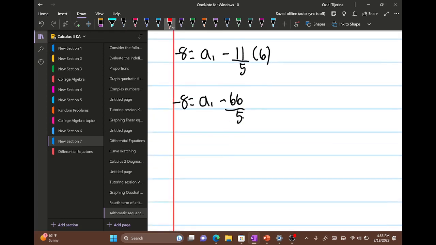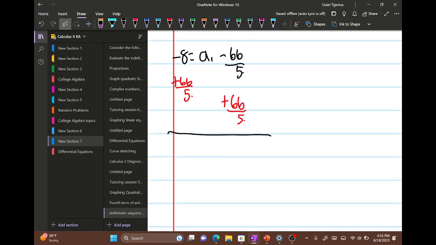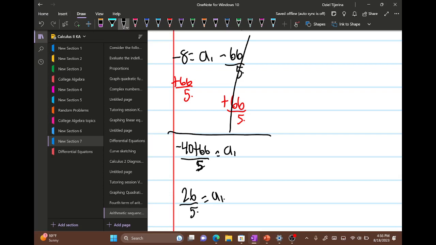And so we would go ahead and solve for a sub 1, right? So the first term, we would end up getting the following. And I think it would be negative 40 plus 66 over 5, and then that would give me... Okay, so I know that my first term would be 26, I'm sorry, 26 over 5, excuse me. So this would cancel out, and we would end up getting a sub 1 being 26 over 5. And then we know that this is the first term of this sequence.